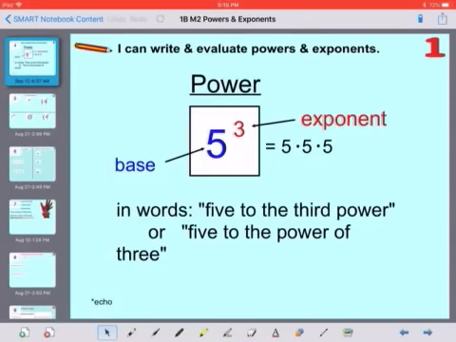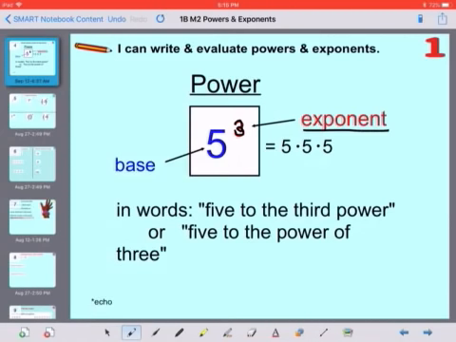Good morning. Today we are doing evaluating powers and exponents. Right in the middle here we have our example of what is a power. It's two numbers. The big number we call the base, and the small number we call the exponent. The big number tells us how many, or what number we're looking at. The small number tells us how many of that big number I need to multiply.